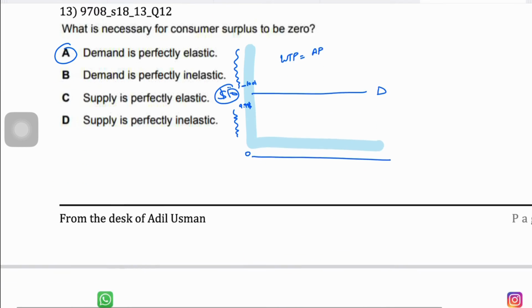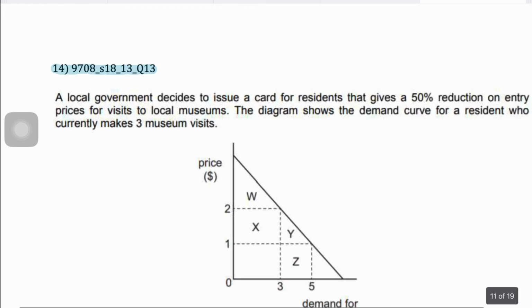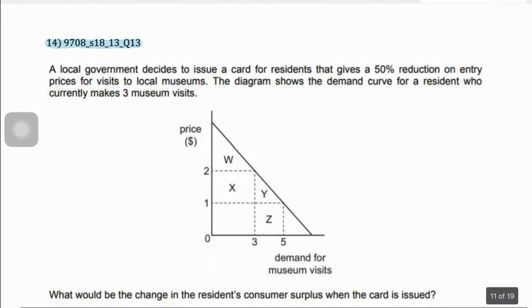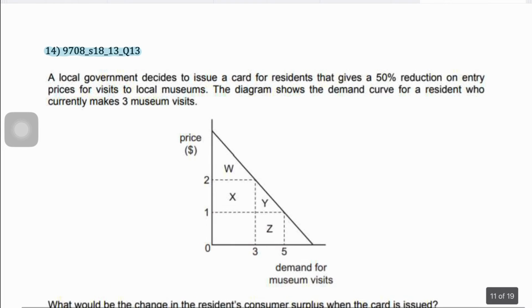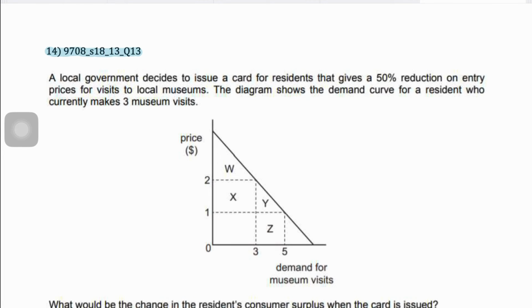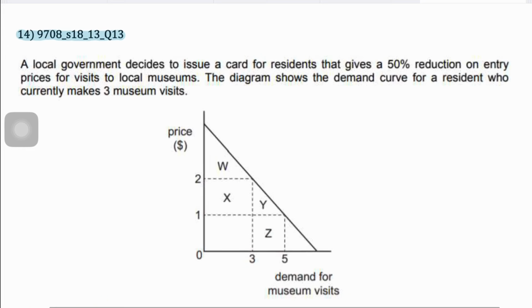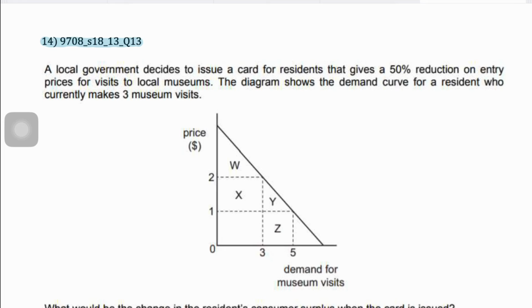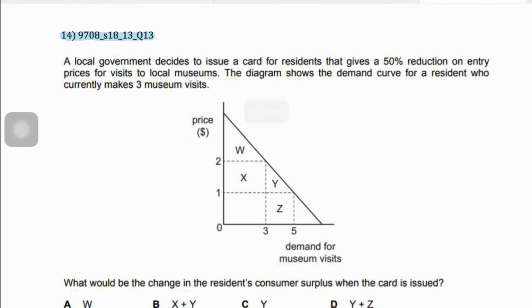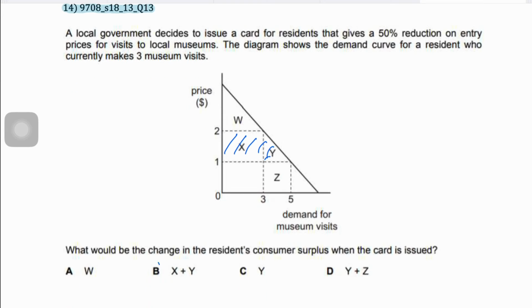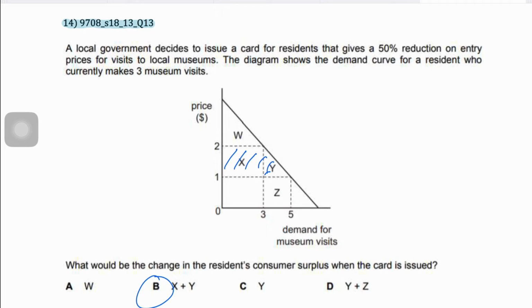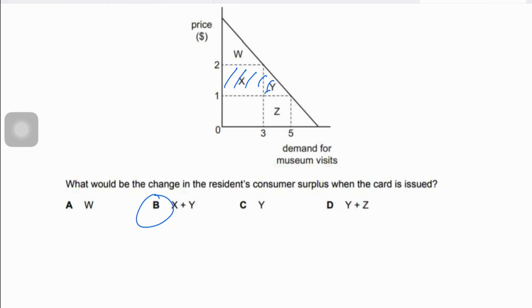Question number 14 says a local government decides to issue a card for residents that gives a 50% discount on entry prices to visit the museums. So you have a demand curve. Currently you have 3 museums. A 50% reduction would mean that the price falls to $1, and so your consumer surplus should go up. Since the price is going down, X plus Y represents the increase in consumer surplus. Simple question, simple answer. 14 should be B.